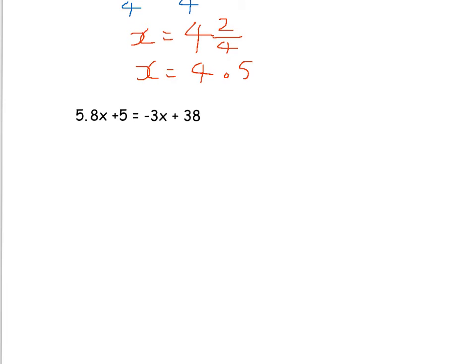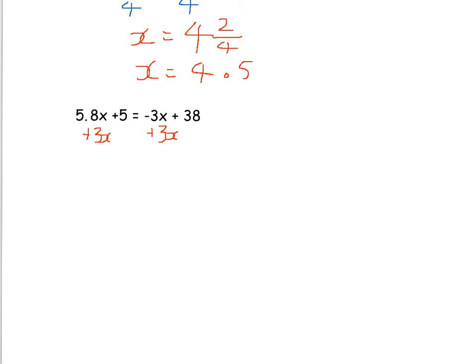8x plus 5 is equal to minus 3x plus 38. So remember what I said. Identify which one's the higher amount of x. So it's obviously the 8x on the left hand side. So what we want to do is get these minus 3x's off this left hand side. So what we do is we add 3x to both sides. Because it's minus 3x, we're going to add 3x to both sides.